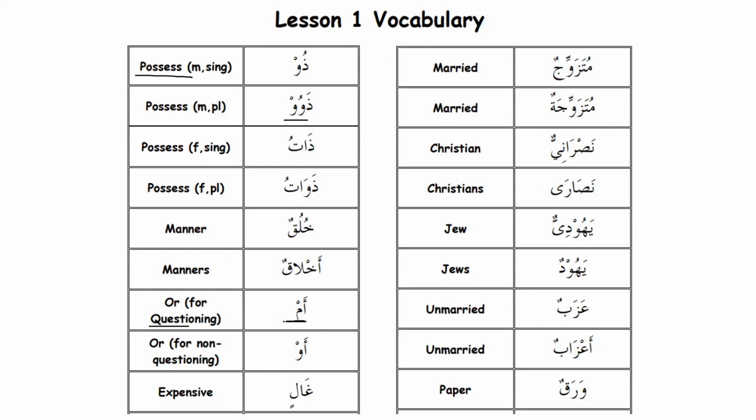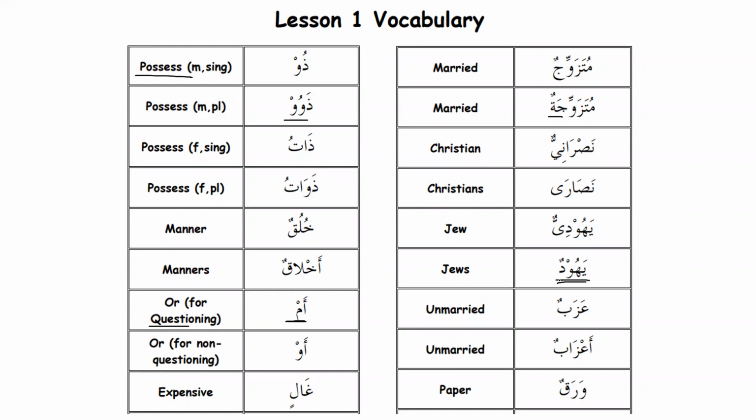أَأَنذَرْتَهُمْ أَمْ لَمْ تُنذِرْهُمْ. Right? So we have many examples of the hamza in the Quran. And the example of aw that I gave you was خُذْ هَذَا أَوْ ذَاكَ, take this or take that. Expensive means ghalin. Then we have mutazawwijun, married, masculine, and mutazawwijatun, married, feminine, with ta marbuta, as we know. Nasraniyun, Christian, and the plural of Nasraniyun is Nasara, Christians. Yehudiyun, Jew, and the plural is Yahudun.